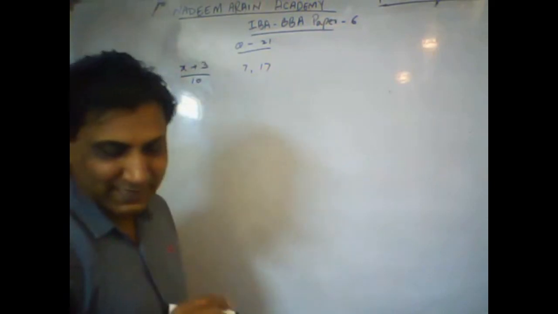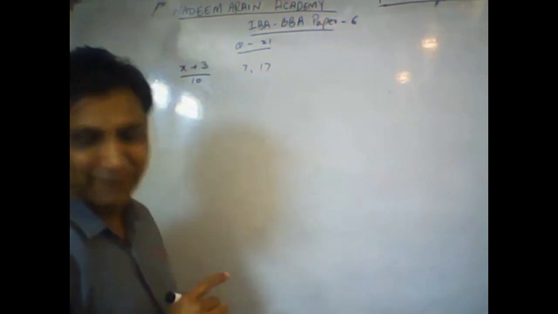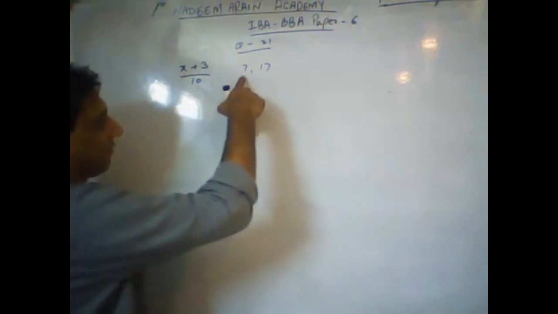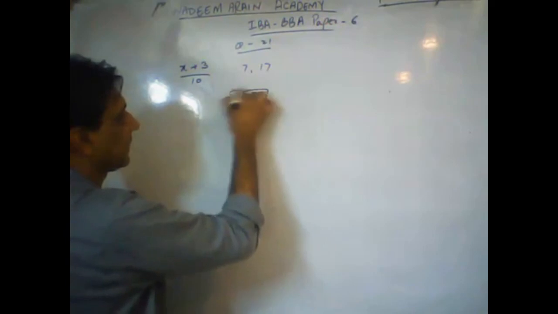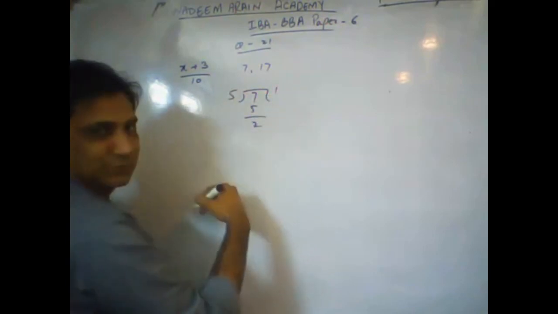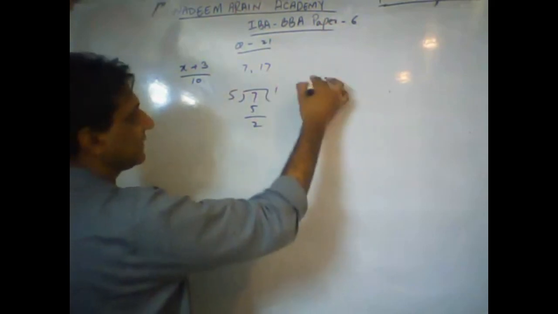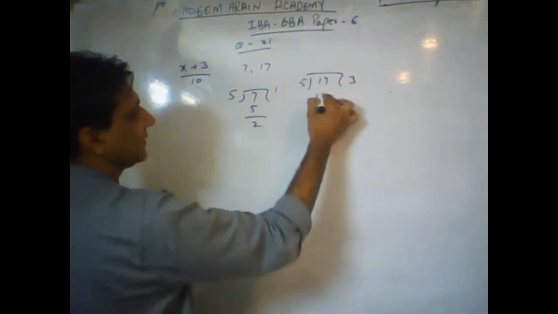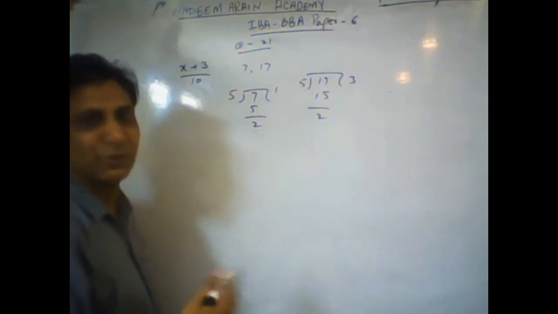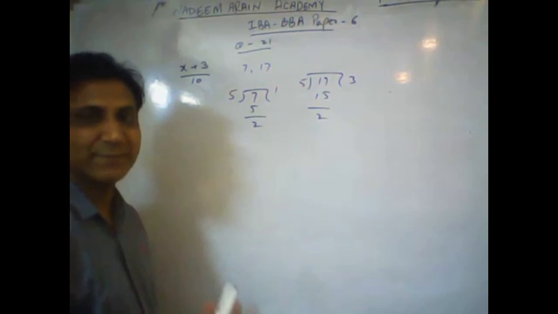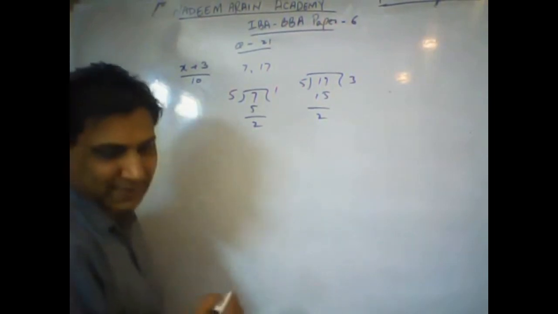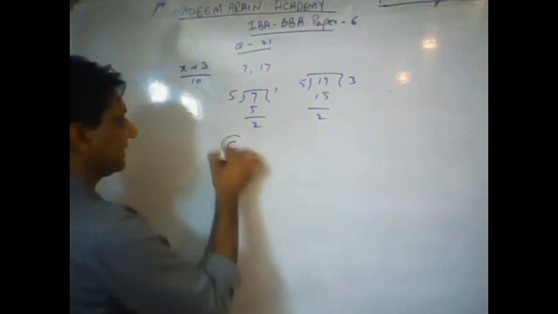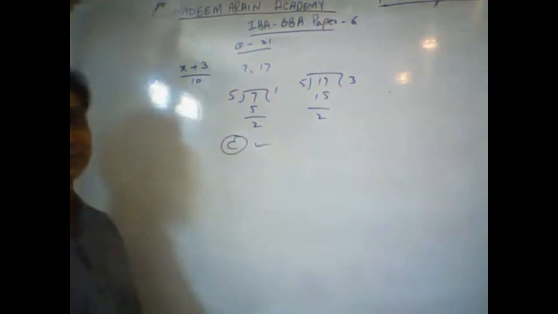Okay. Now he says if we divide this x by 5, what will be the remainder? If you divide 7 by 5, the remainder is 2. If you divide 17 by 5, the remainder is 2. So no matter what value you take, the remainder will be 2. So the answer here is 2. That is option C. Thank you.